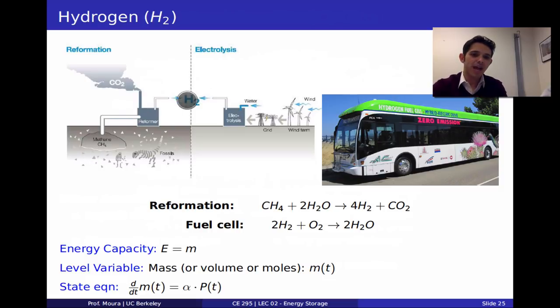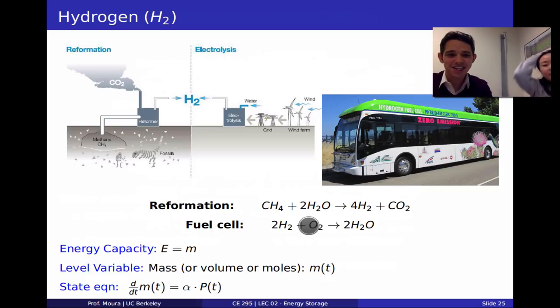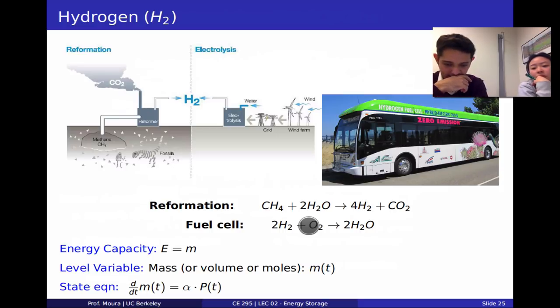When you have hydrogen, what's interesting is you can combine it with oxygen in what's called a fuel cell, and create an electric potential to power electric motors. In fact, Sumin, have you seen these buses around campus? What's interesting is Berkeley and AC Transit has had fuel cell buses for, I think, over 10 years. Really? Yeah.